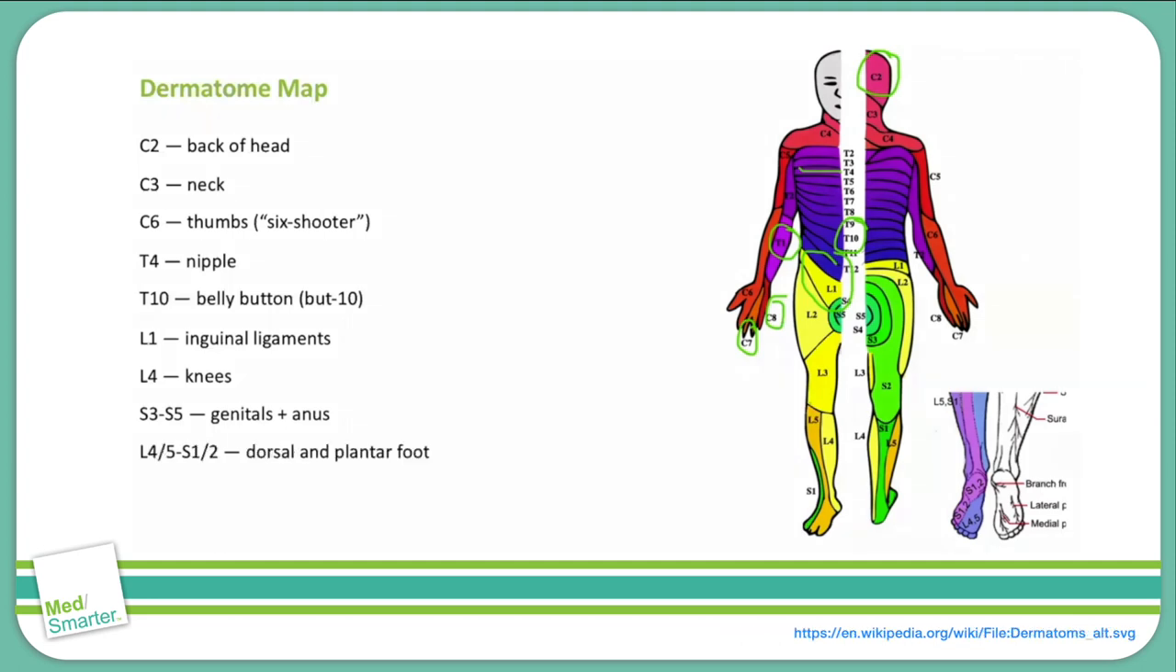Moving down towards the foot, we can see that the dorsal surface of the foot is part of the L5 and S1 dermatome, while the plantar surface of the foot is part of the S1 and S2 dermatome on the lateral side, and the L4 and L5 dermatome on the medial side. And with that, we've covered all the dermatomes. But I think we're forgetting something.